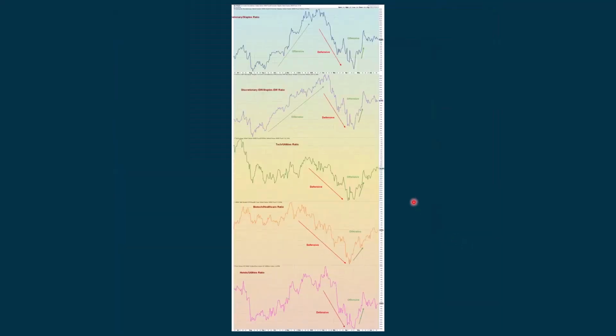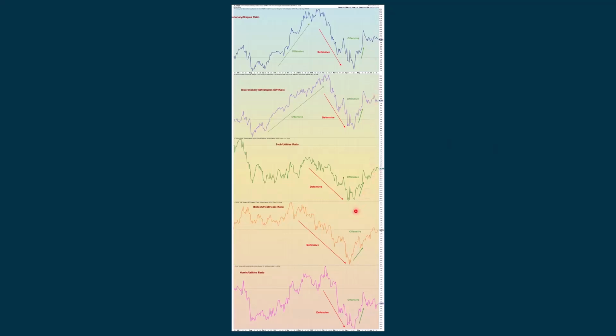Then we look at some different sector studies. Discretionary to staples, the weighted version of this study, pretty much going sideways, and then even the equal weight is also going sideways, not showing a lot of strength. This has been one of the weaker areas lately, and this includes Tesla, Amazon. We want this to really do well and start to perform better. It's not necessarily breaking down, but it's not breaking out at this time.